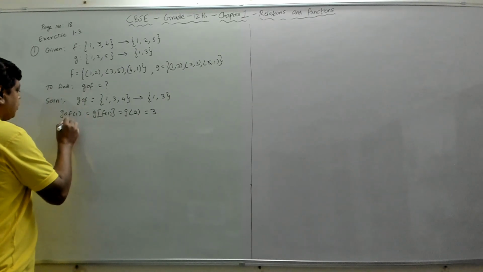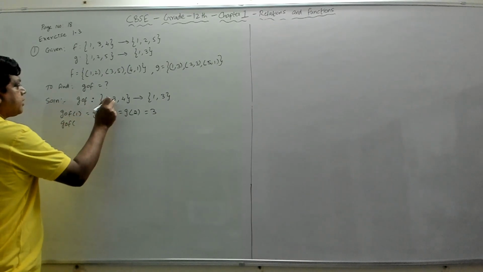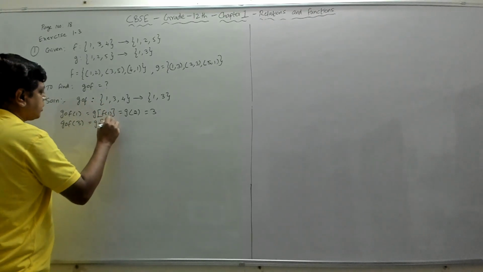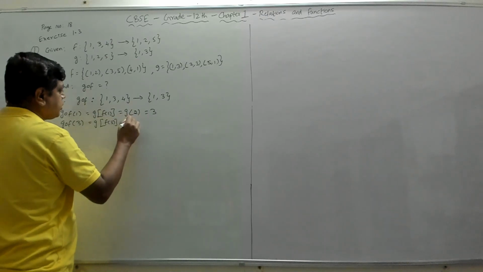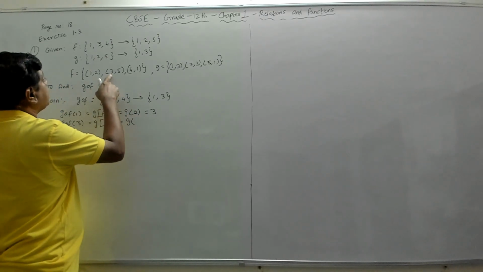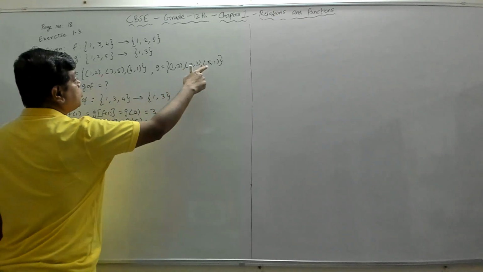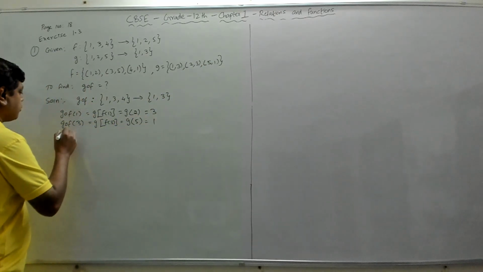Now, let's find what is g of f of, then that's the next element in this set, which is 3. That is equal to g of f of 3. What is g of f of 3? G of, what is f of 3? 3 goes to 5. So 5. And for g of 5, 5 goes to 1. So 1.